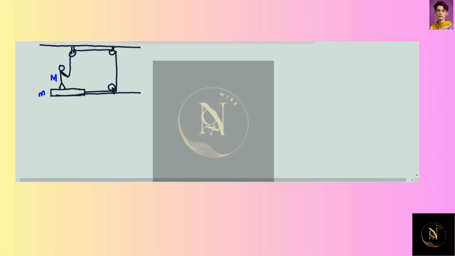Given the system, the problem asks us what is the maximum force that the man can exert on the rope such that the board underneath him will not move on the floor. We can solve this problem by applying Newton's law of motion. First, we need to draw the individual forces acting on each mass. Let's start first with the man.